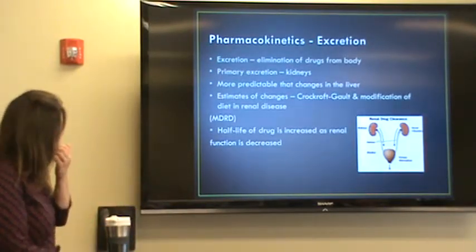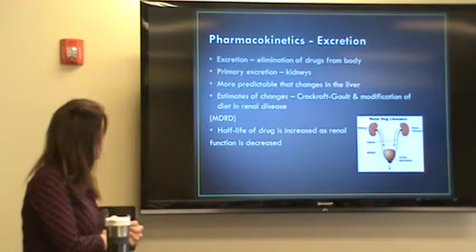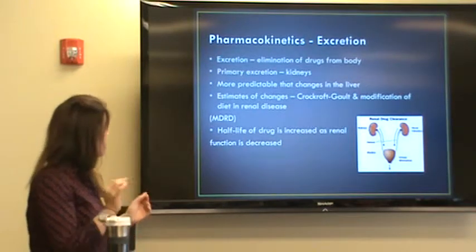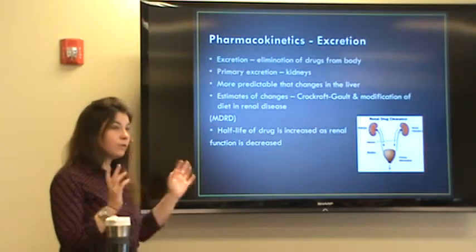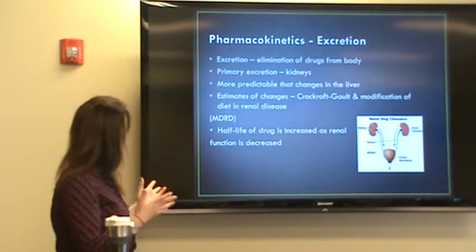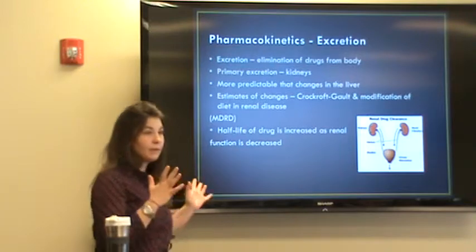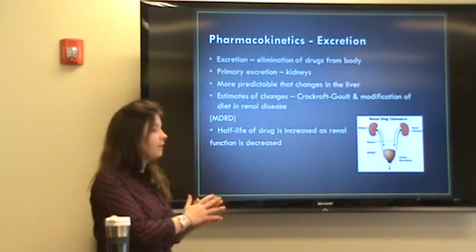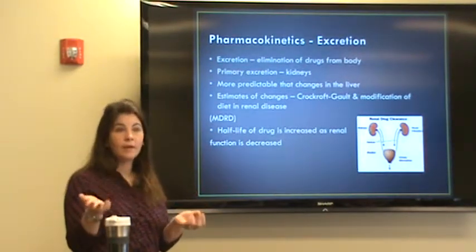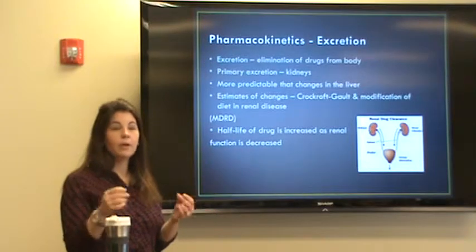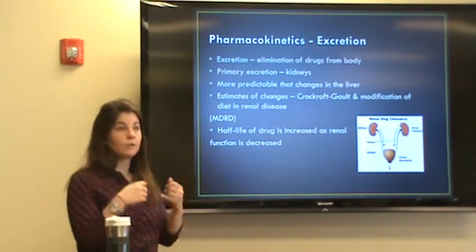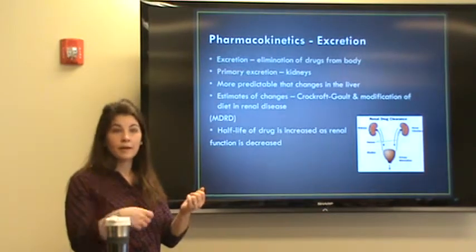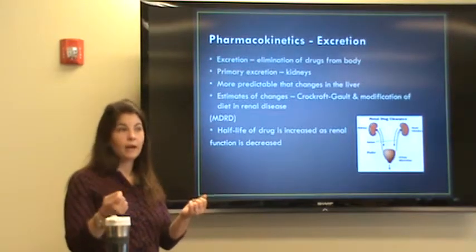Okay, so the next parameter that we're talking about is excretion. Excretion is elimination of drugs from the body, and the organ that we use to excrete the drug out of the body are the kidneys. What's nice about this parameter is we actually know more about this than any other pharmacokinetic parameter. I can take a patient and get their creatinine clearance, which is how good their body is at excreting drug out of their body.